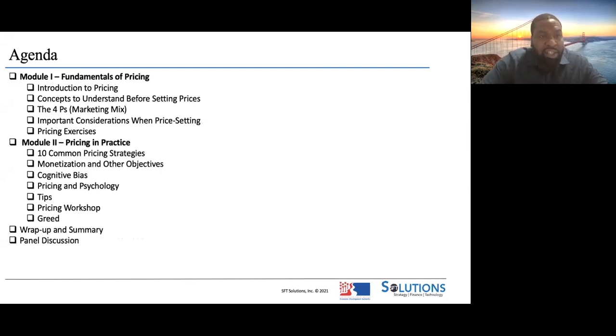So the agenda for this evening, our time together is going to be split over 2 modules. The first, we're going to set a foundation for the fundamentals of pricing. And in the second module, we're going to dive a little bit deeper, roll up our sleeves and talk about pricing in practice, talk about things like common pricing strategies. And then later on in that discussion, we're going to talk about the relationship between pricing and psychology, which I find fascinating.